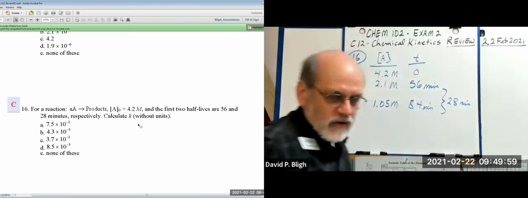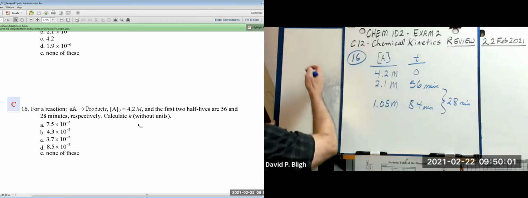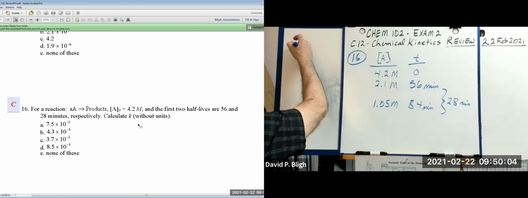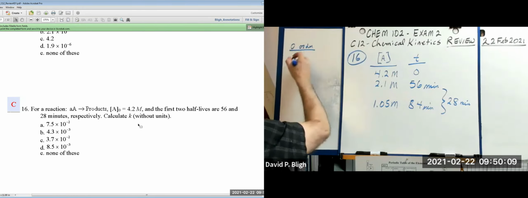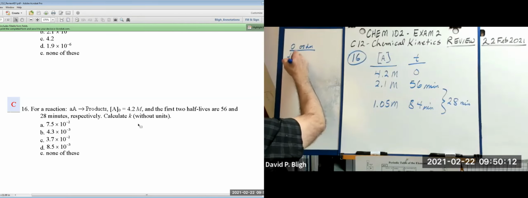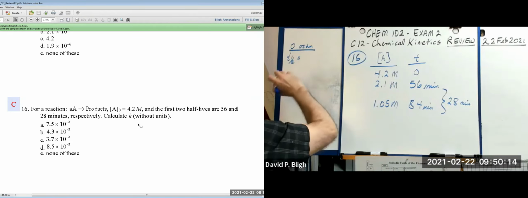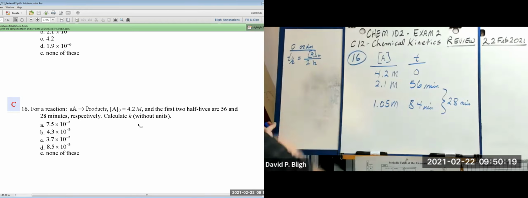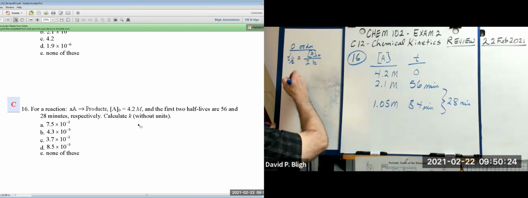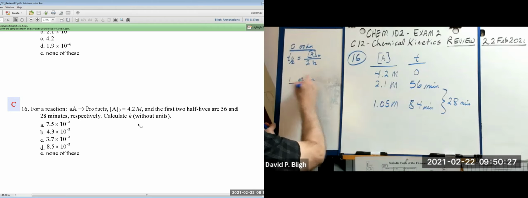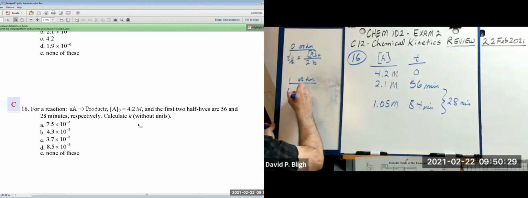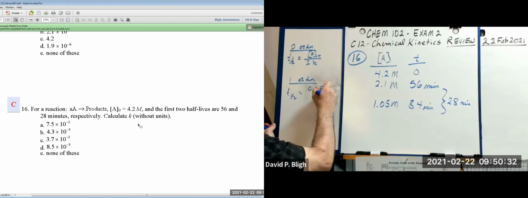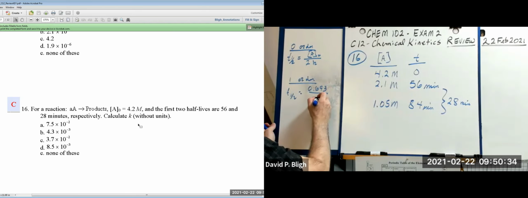Because they're 3 different equations. So let's put the equations over here on this side. So if it's 0 order, we would have the half-life would be equal to A0 over 2K. All right. First order, the T1/2 would be 0.693 over K.